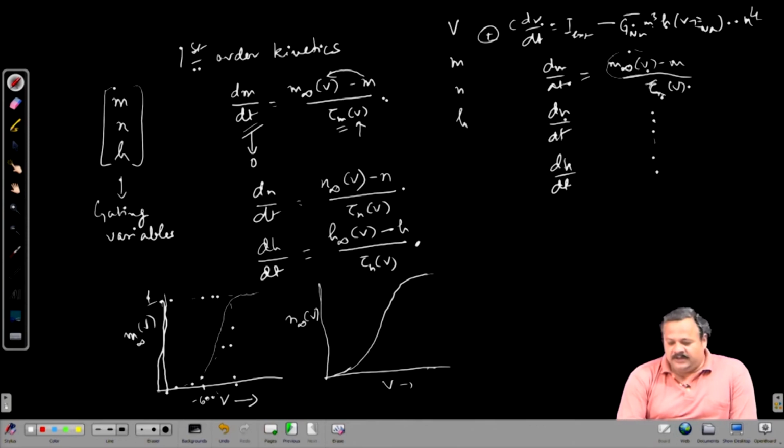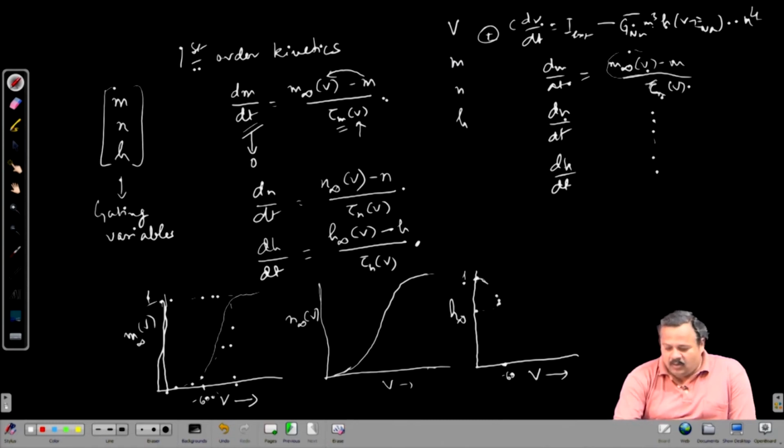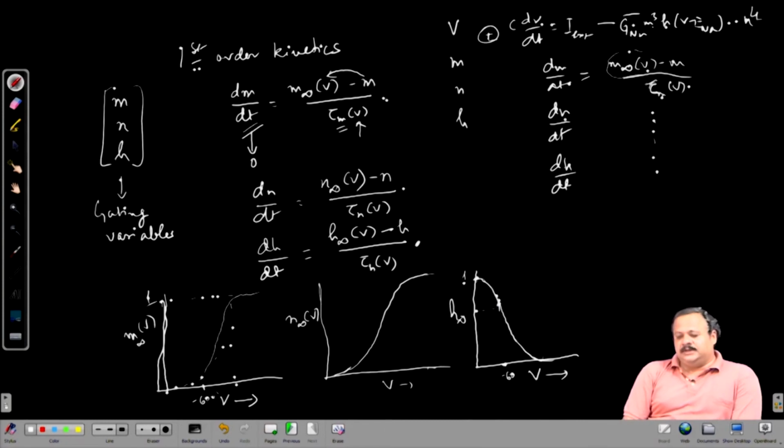And obviously, as we have described earlier also, the n infinity V changes from a value of 1, and at around minus 60 millivolt it is around a 0.6 value. That is, a lot of the activation gates are open, and then it drops down and reaches 0 as voltage increases. So, Hodgkin and Huxley also came up with functional forms from this empirical data.